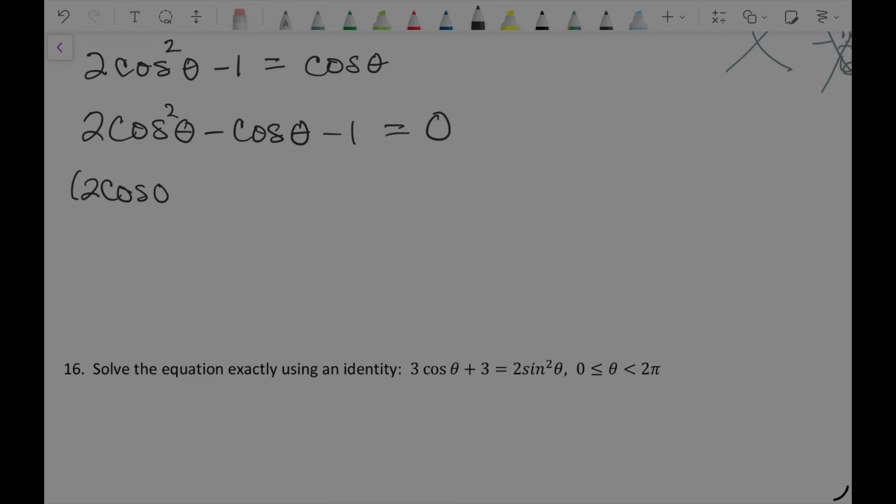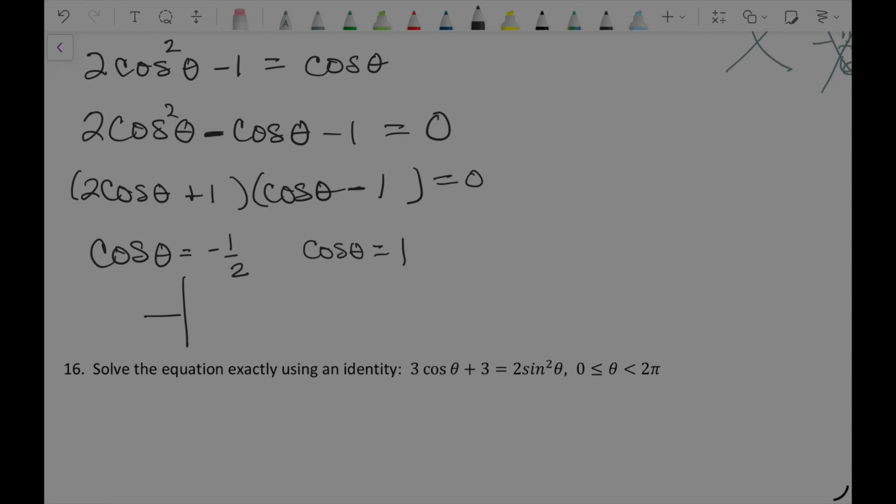2 cosine theta and a cosine theta. Now I'm going to make this a minus 1 and this a plus 1 so that I can get a negative 2 cosine theta plus a 1 cosine theta, which would give me a minus 1 cosine in the middle. And then I have my minus 1 on the end. So that works. Still equal to 0, which means setting each one of these equal to 0 and solving it, cosine theta is equal to negative 1/2, and cosine of theta is equal to a positive 1.